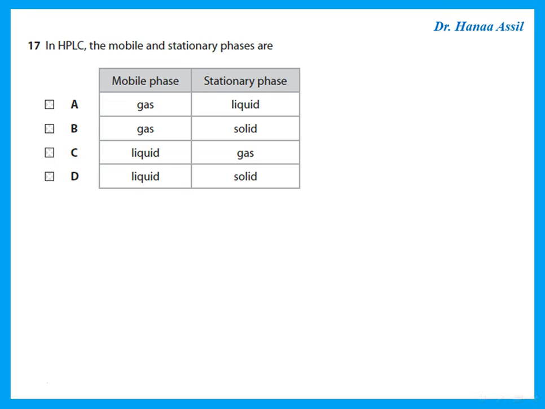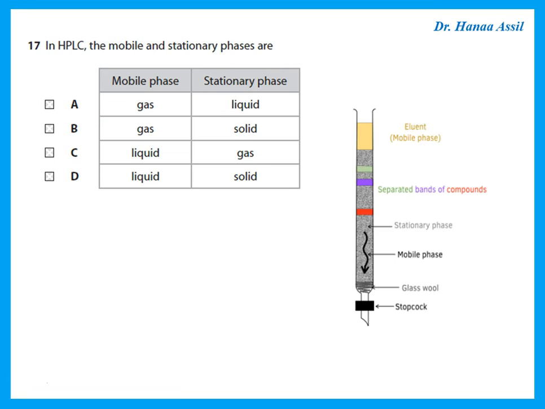In HPLC, the mobile and stationary phases are, so this is high performance liquid chromatography. The mobile phase is a liquid and the stationary phase is a solid.